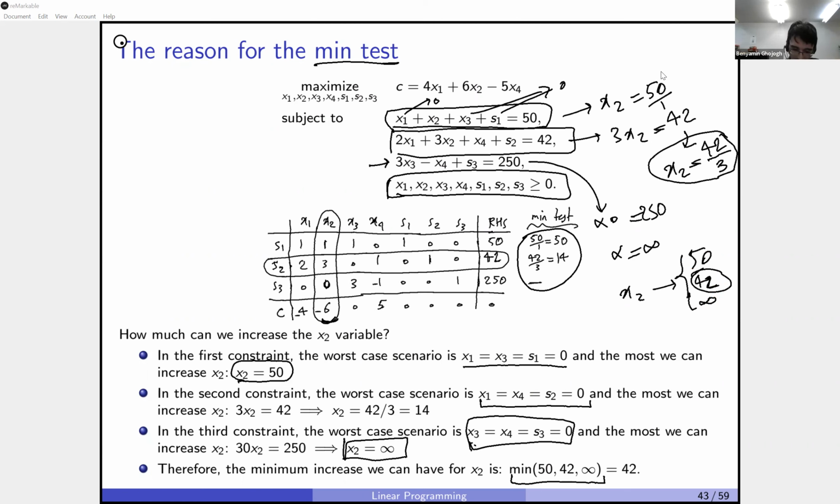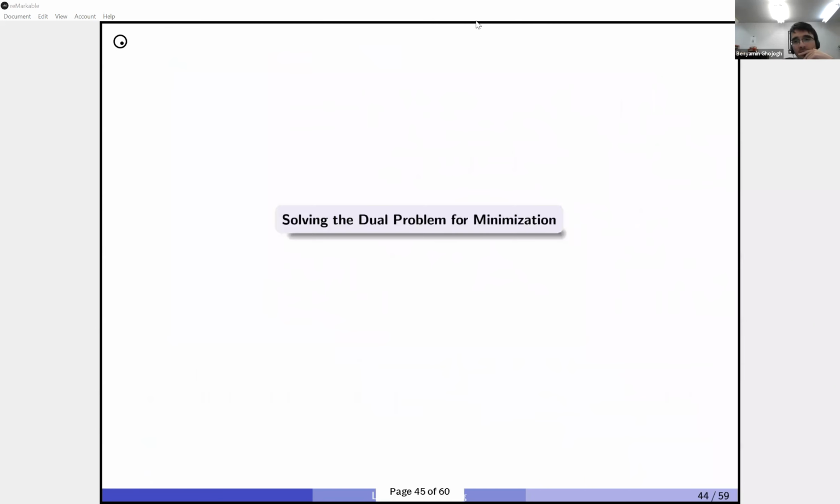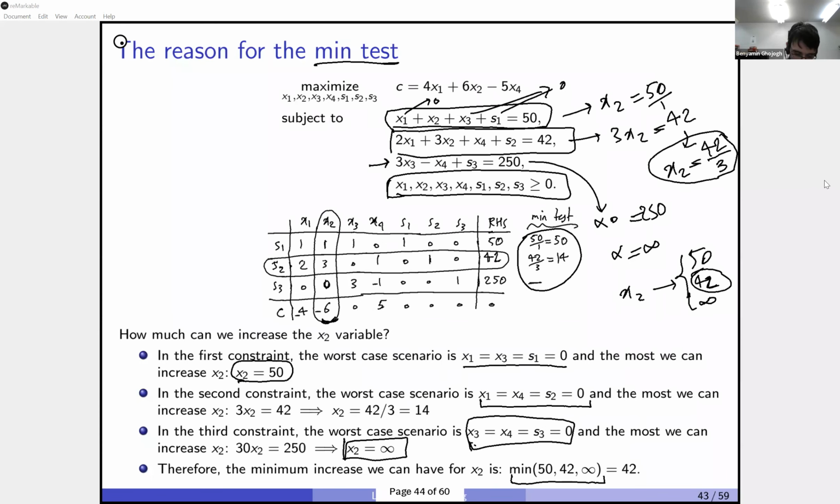We take the minimum. I think the reasoning for the min test, for choosing the pivot column and the pivot row, is now obvious to you. Is it obvious? Is there any question? Yeah, no, it makes sense. Okay, great. As I said, I went through it very fast because we ran out of time. Maybe I will review this reasoning with less rush next session, and then we will continue.